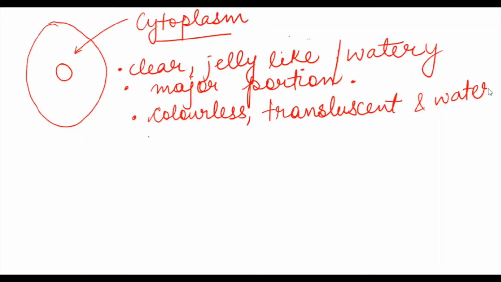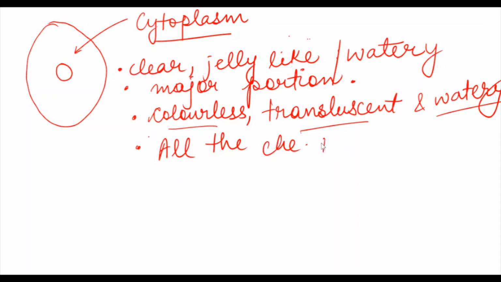So if we look onto the cytoplasm of any cell under the compound microscope, it will appear to be colorless, translucent and watery in appearance. Next, children, all the chemical reactions that occur inside a cell actually take place where? They actually take place inside the cytoplasm only.